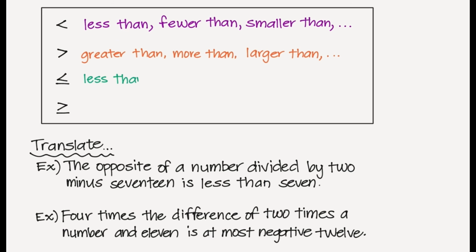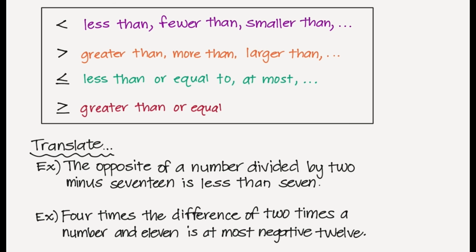The third symbol would be less than or equal to. It might also say at most, or there might be something else. And then the final symbol would say greater than or equal to, or it might use the words at least or something else besides those. So here I have 2 examples for us to translate.